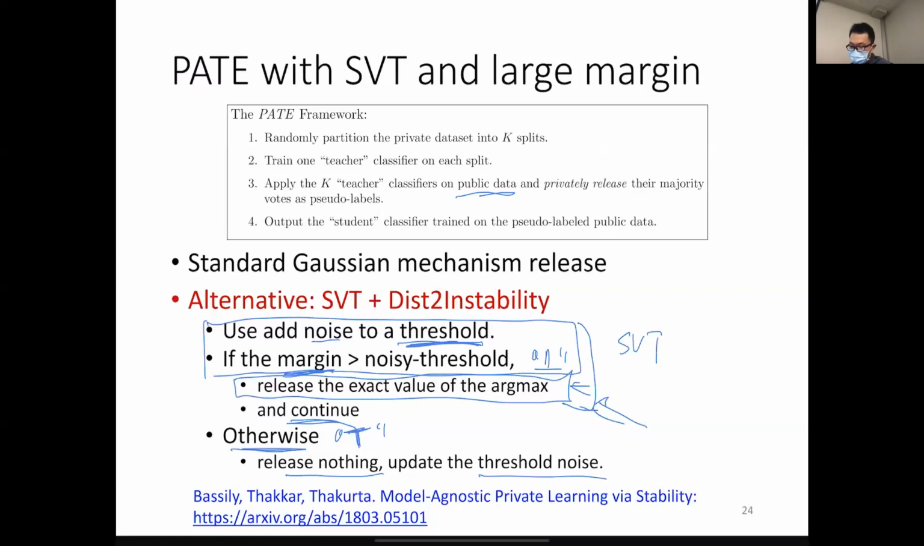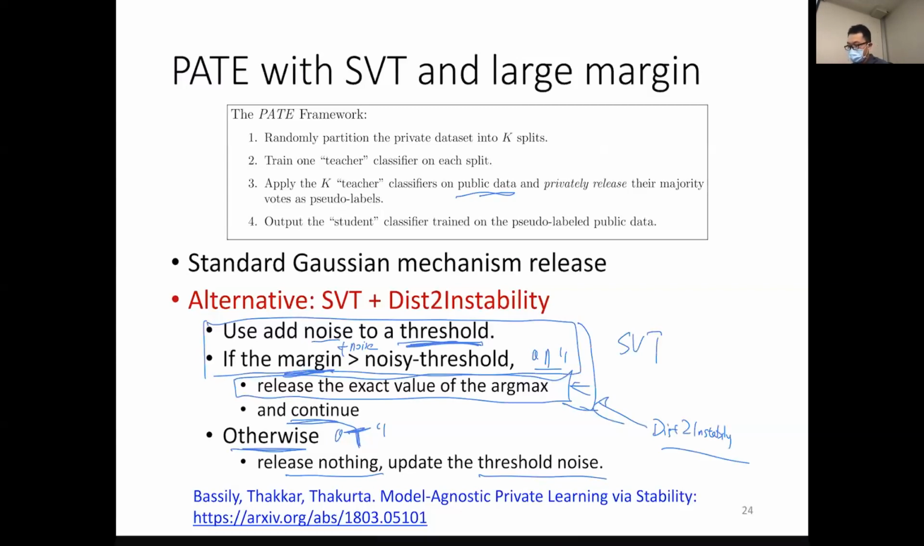And adding noise to the threshold, if we move this to the other side, is equivalent to adding noise to the distance to instability, right? So if we look at this part of the algorithm intuitively, it's exactly distance to instability. We're effectively sharing the noise added to the threshold. In fact, this needs to be margin plus noise in SVT, so both the threshold and the actual query need to be perturbed.